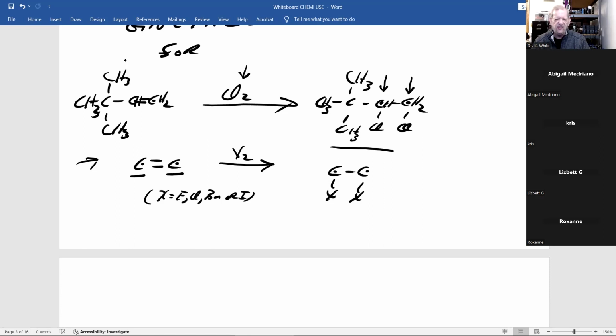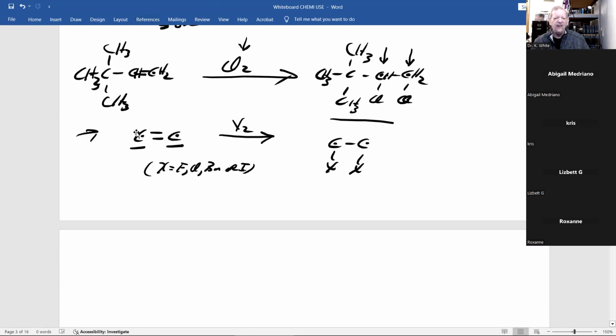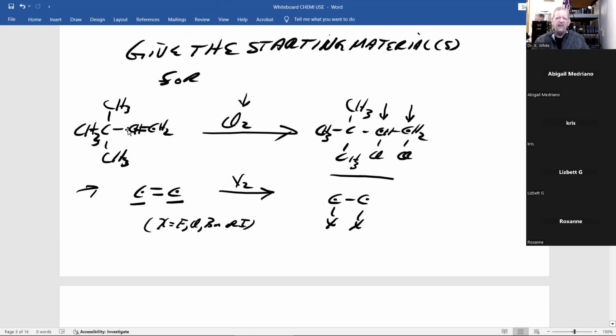And that's the synthesis problem you should practice. How do you practice these? Go to my practice problems, take any of the regular problems from the answer key, cover the starting material, look at the answer and figure out what was the starting material.